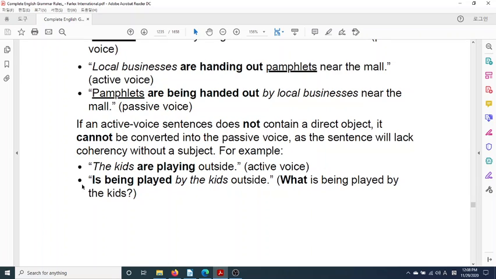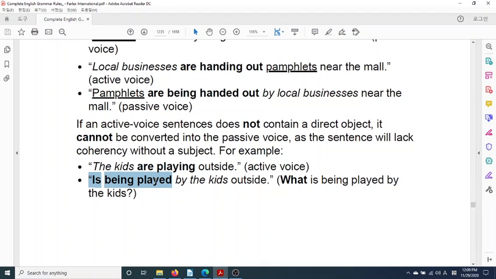So for instance, the kids are playing outside. That makes sense. What are they playing? It doesn't really matter, right? You can imagine what they're playing. What's important is that the kids are doing this, and they're doing it outside. The kids are playing outside. But you can't make that passive because there's no direct object. You didn't say what they were playing.